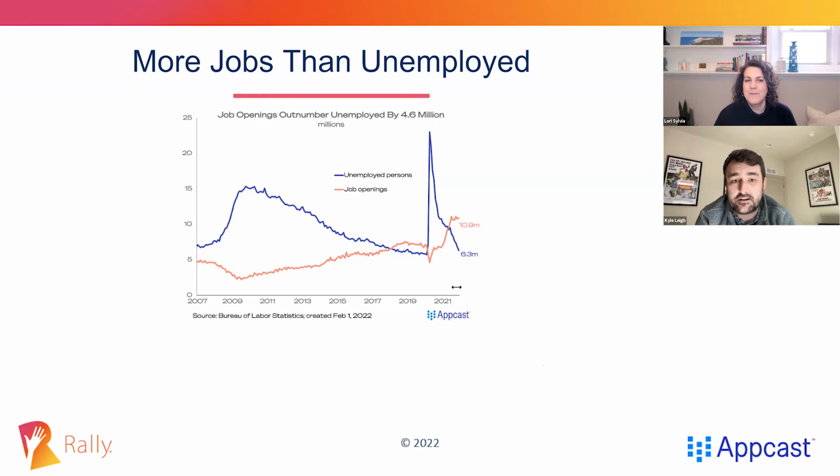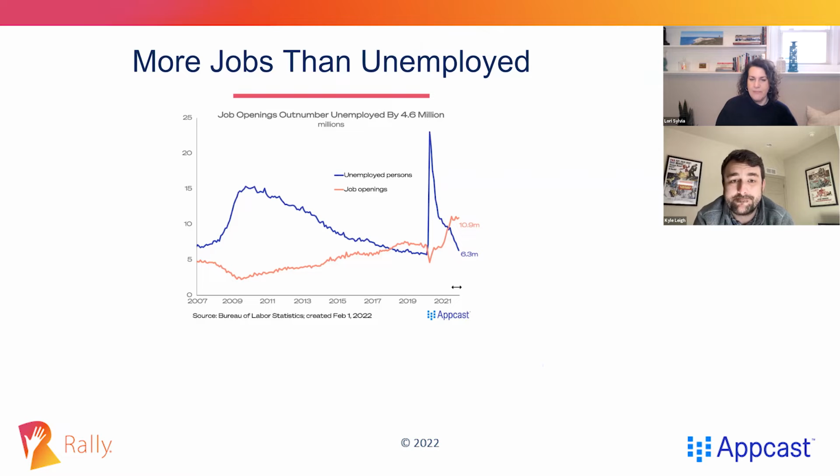Towards the end of last year, and this is actually looking through February 1st of 2022, there are 4.6 million more jobs than unemployed persons. So think about that for a second. What this really means is that there is a lot more competition in terms of getting your ads in front of the right people than there was in the past.